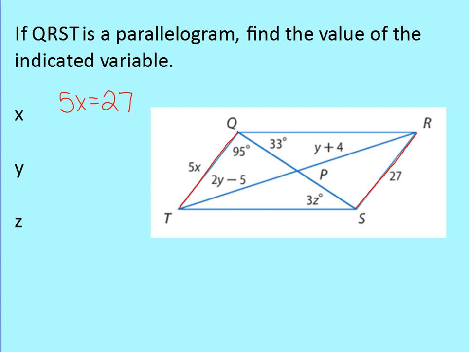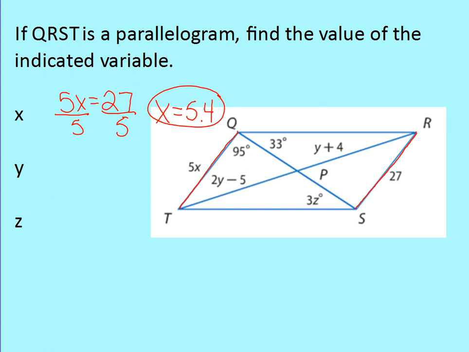We have 5 times X. So to get the X by itself, we will divide by 5 on both sides. And this will give us a value of X is equal to 5.4. Now let's solve for Y.